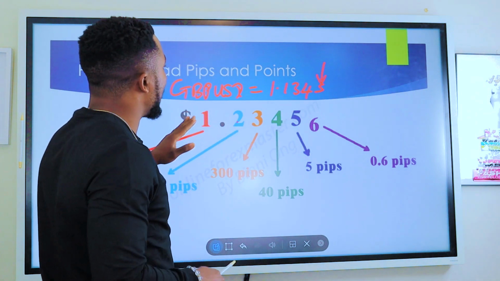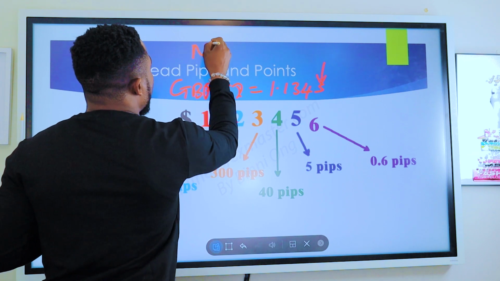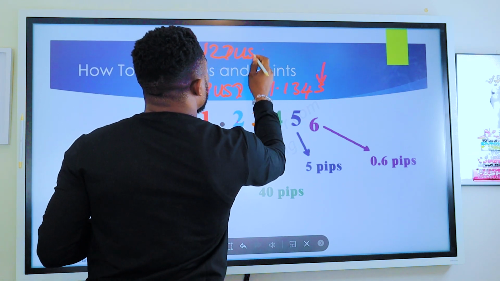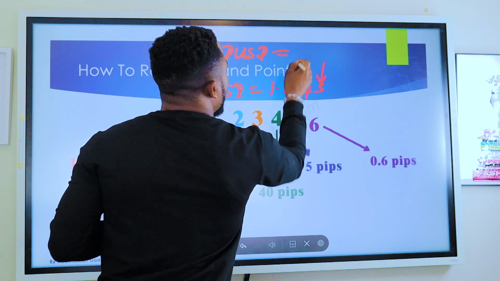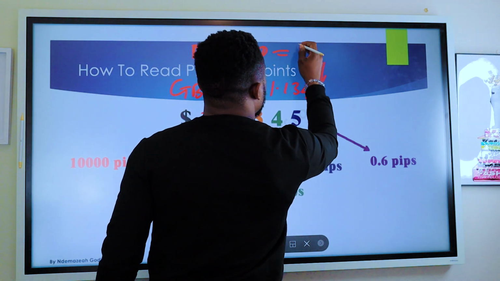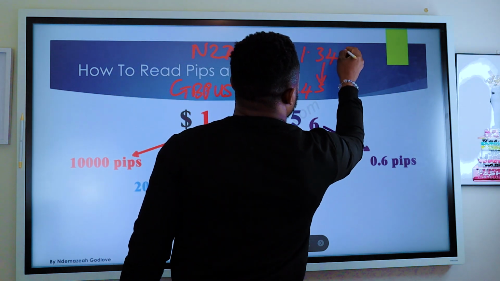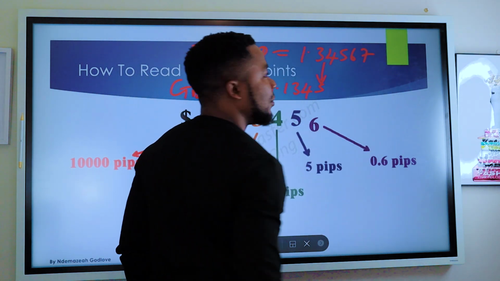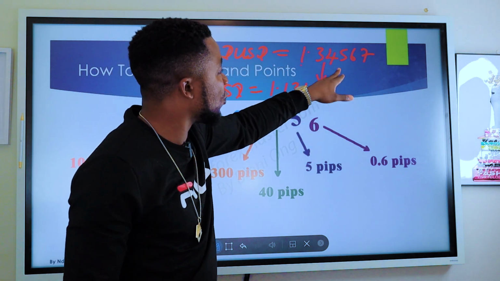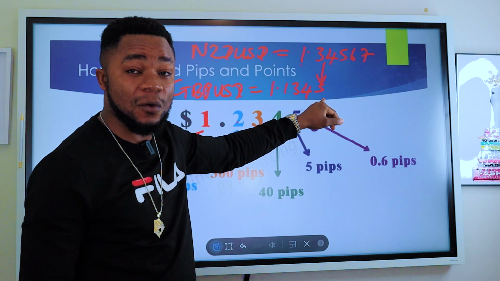But what about a situation where you have something like NZD USD, and let's assume the exchange rate here is 1.34567? How many decimal places do we have after this one? We have 1, 2, 3, 4, 5. We have 5 decimal places instead of 4.